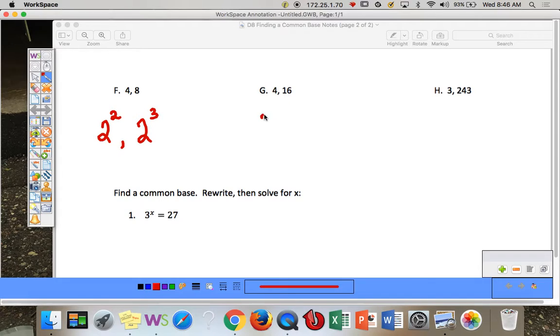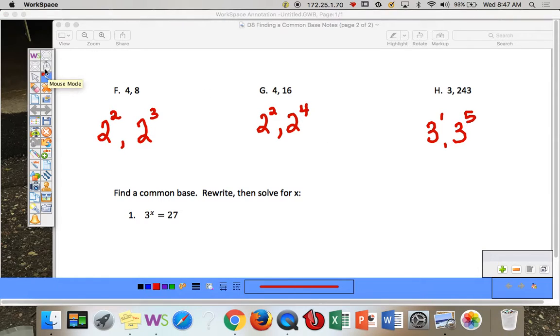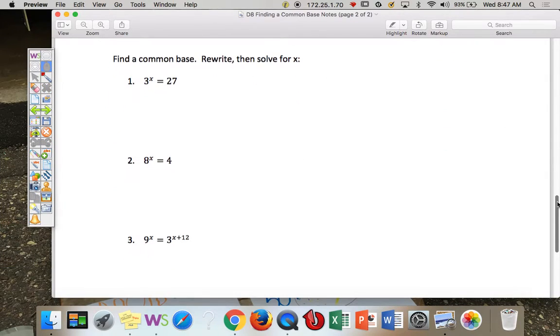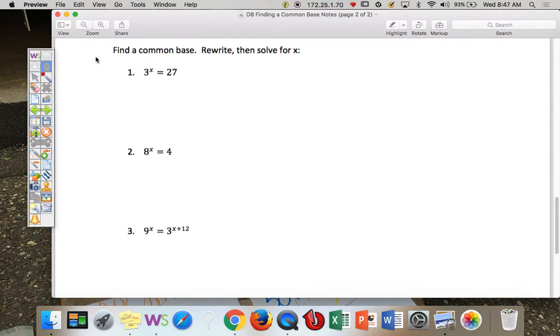All right, we got 4, which is 2 squared, and 16, which is 2 to the fourth. And we have 3, which is 3 to the first, and 343, which is, I believe, 3 to the fifth. Let me double check. Yep, 3 to the fifth. Okay, so here we're rewriting all these numbers so that they mean the same thing, but they have the same base. So then we take it a step further to solve. So to solve for x, find a common base, rewrite, then solve for x.